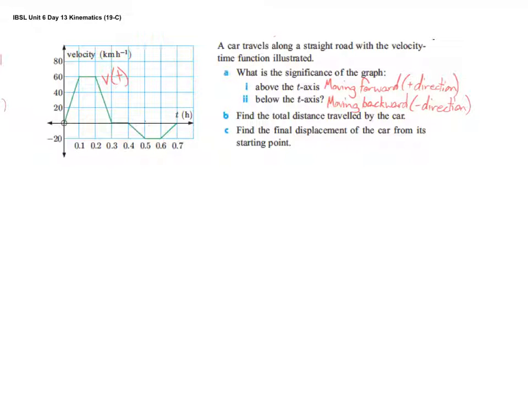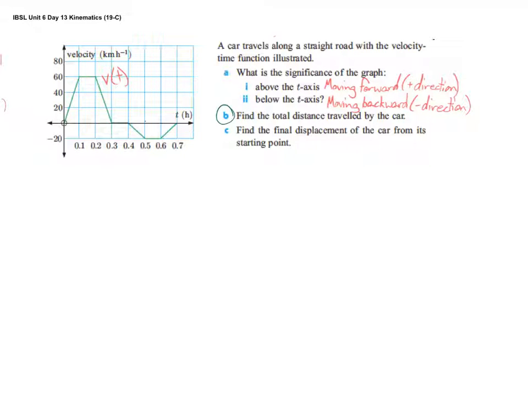Alright? B and C are asking similar yet different things. One is the total distance traveled. This is like what the odometer spun through as you're driving. C is the final displacement. How far away from the starting point did we end up? We don't care what happened in the middle. Where did we end up? That's displacement. Okay? So, let's think about this in terms of integrals for a second.